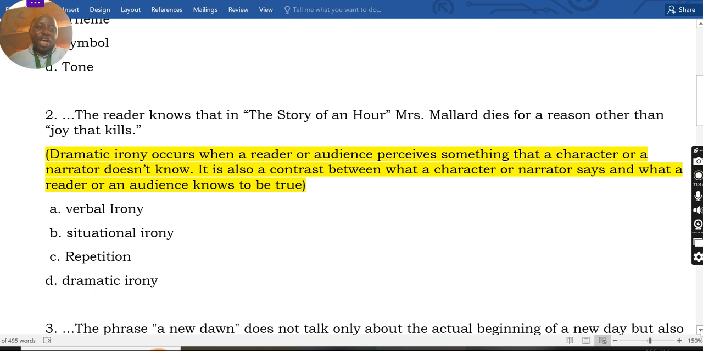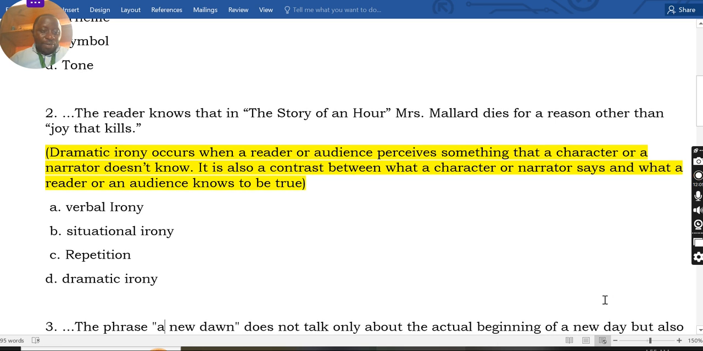So in fact, as we revise dramatic irony, this is dramatic irony. So dear student, the answer is D. So the true answer is D. So I hope we are together. Yes, let's go to number 3.